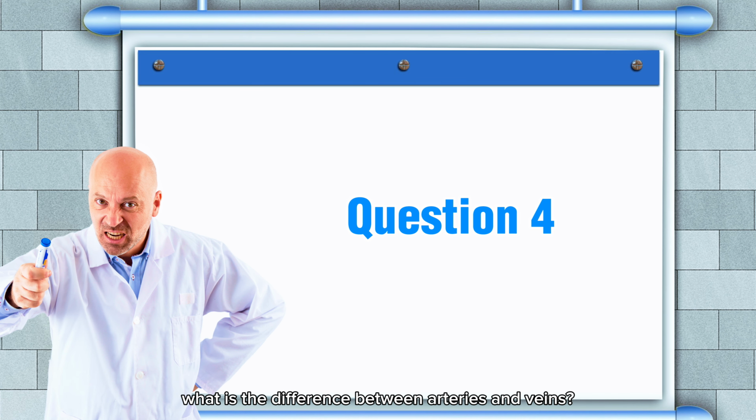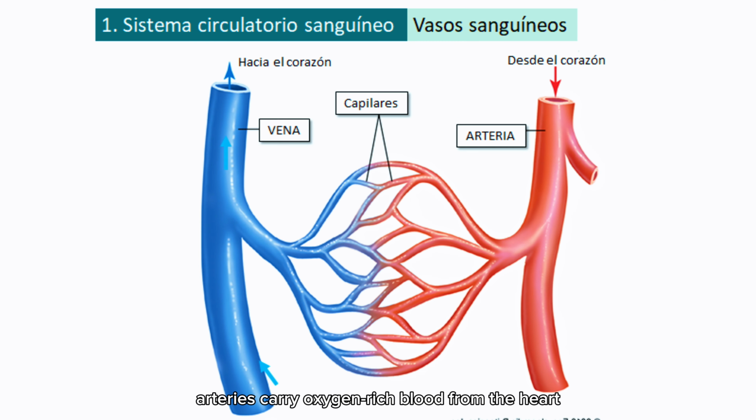Question 4. What is the difference between arteries and veins? The main difference is that arteries carry oxygen-rich blood from the heart to the rest of the body, while the veins carry oxygen-poor blood back to the heart.